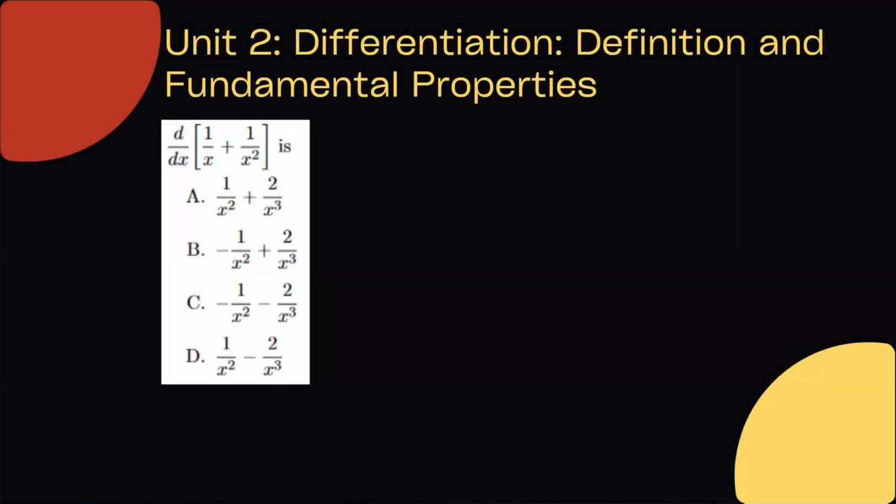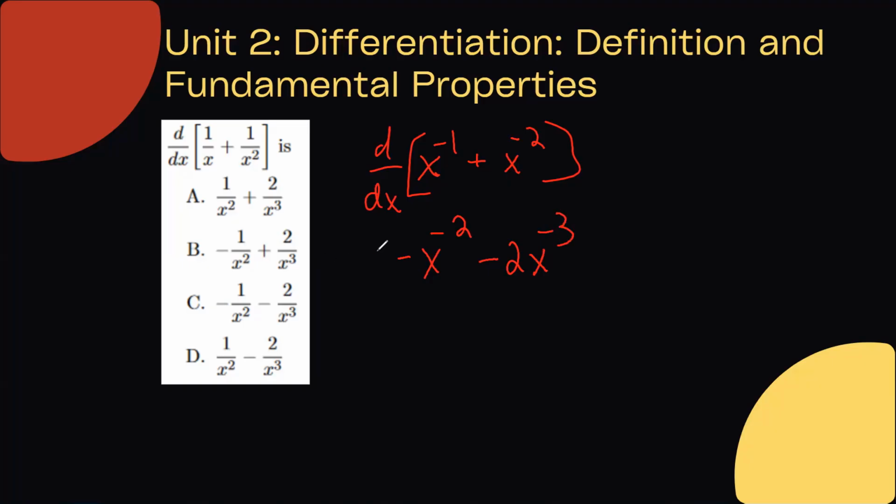So here we want the derivative of 1 over x plus 1 over x squared. Sometimes it's helpful to rewrite this as x to the negative 1 plus x to the negative 2. And then if I take the derivative of this, just simple power rule, bring the exponent down, subtract 1. And then you simplify that, you have 1 over x squared minus 2 over x cubed, which is the third one.